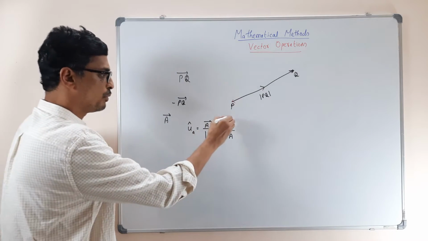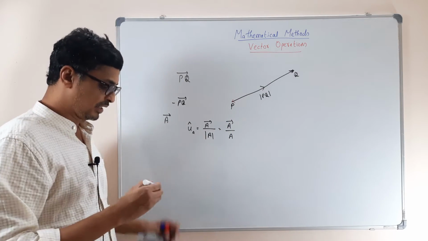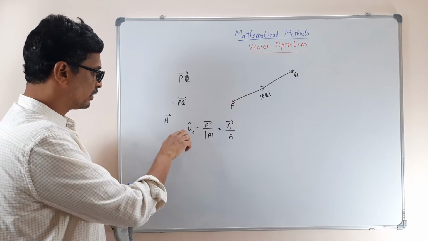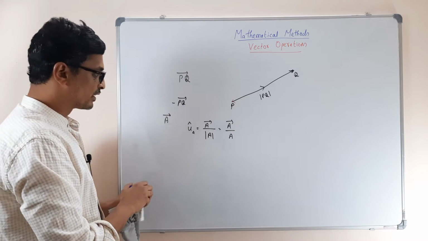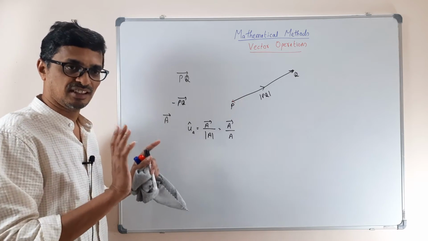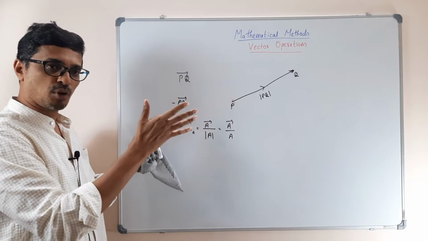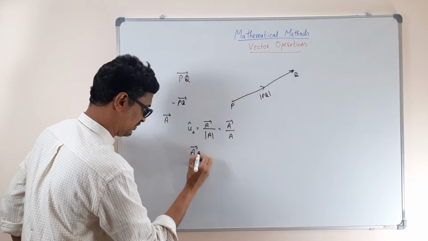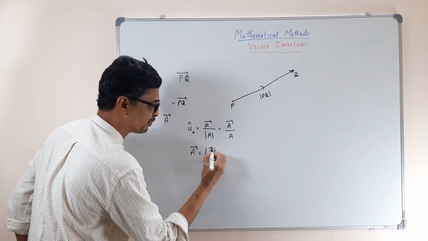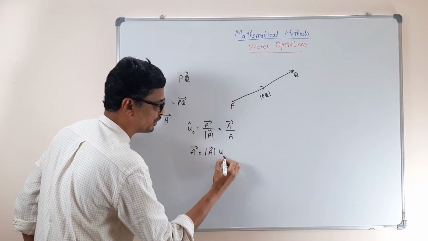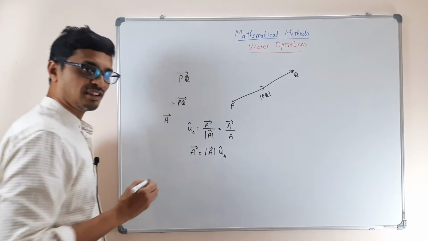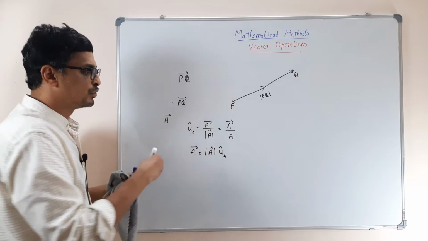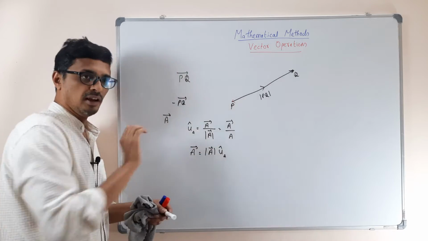When you put an arrow above it, then it is a vector. If there is no arrow, then it is just the magnitude. The advantage of the unit vector is that it just defines a direction. Any vector can be broken into its magnitude and its unit vector. So vector A can be written as its magnitude into the unit vector. That's why the unit vector defines only the direction.